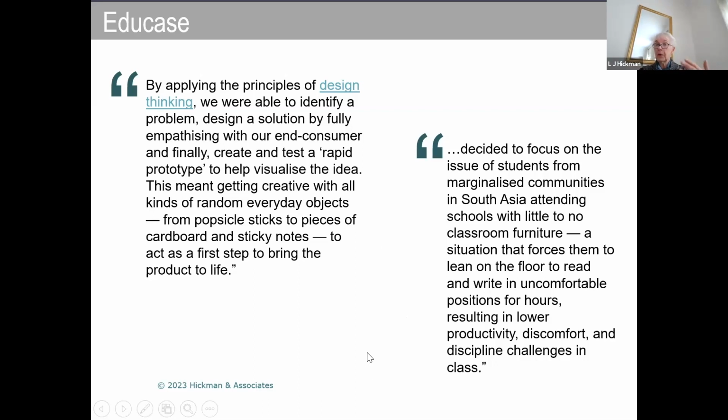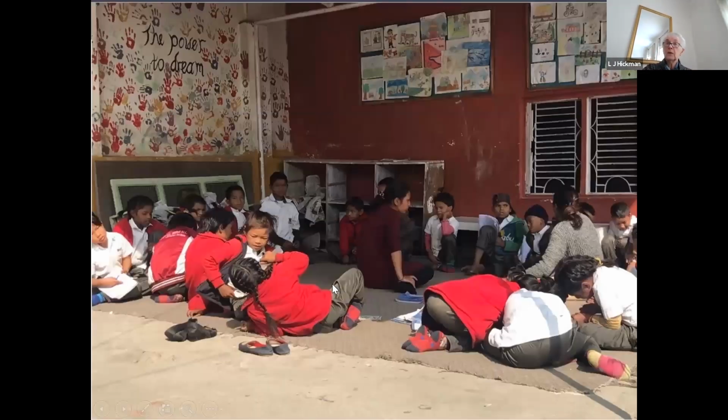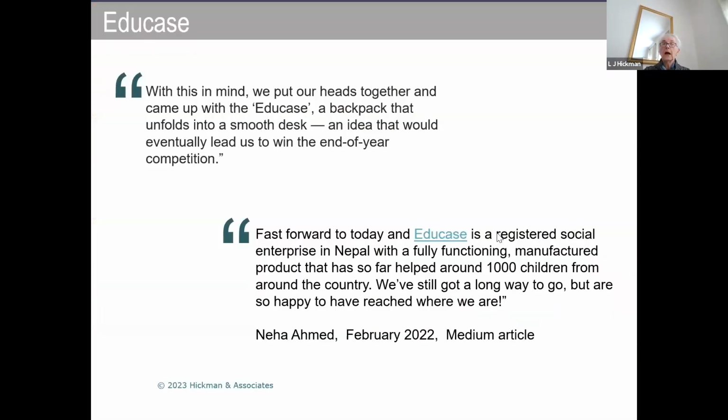We were able to identify a problem. Then we used it to help create pictures. And here's a picture of the problem. In Southeast Asia, the students do not have desks in their classrooms, nor do they have desks at home for studying. And you can see they get distracted. Here's several of them that are tussling around. They don't sit in a classroom. So they talked with NGOs in particular, and they came up with an idea called EduCase, a backpack that unfolds into a smooth desk.